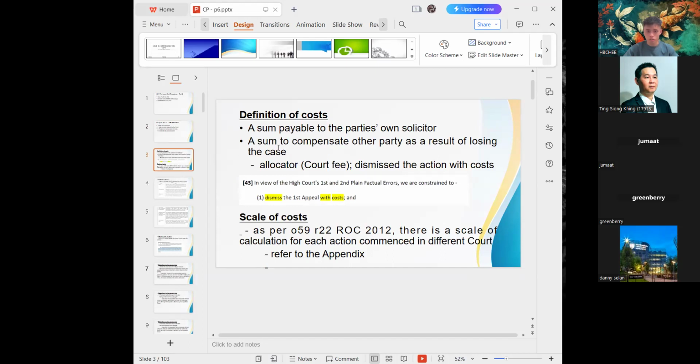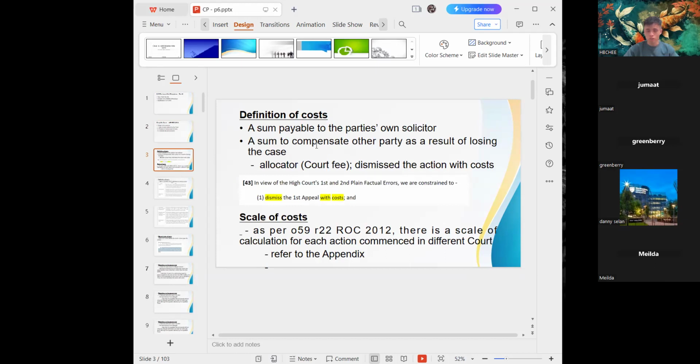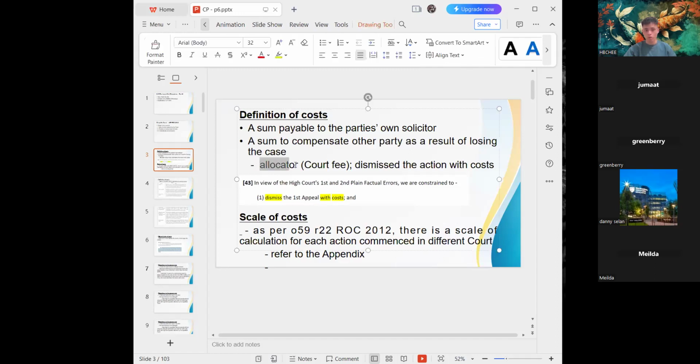This is a very general one. So the sum, and also it could be a sum to compensate the other party as a result of losing the case. Because the general rule of the cost is the loser pays the winner. So because you are losing that case, you have to compensate the winner. And what we use commonly in the legal term is the allocator.